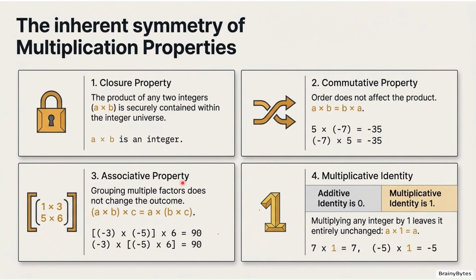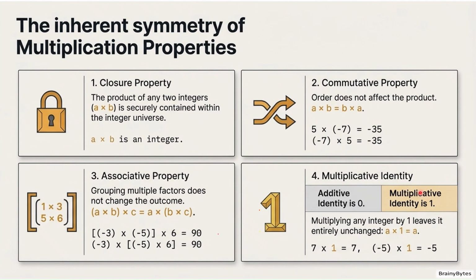Next we have the associative property, which states that grouping multiple factors does not change the outcome. You see how this grouping works, it's really effective in carrying out typical calculations. Last but not the least is the multiplicative identity. It tells us that multiplying any integer by 1 gives you the integer itself. You can look at these examples to verify this equation.